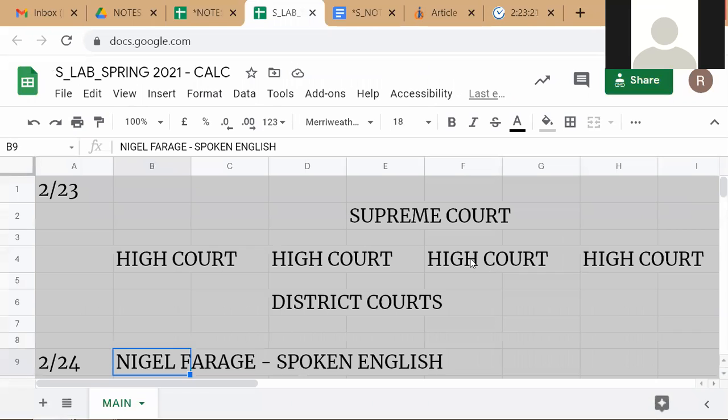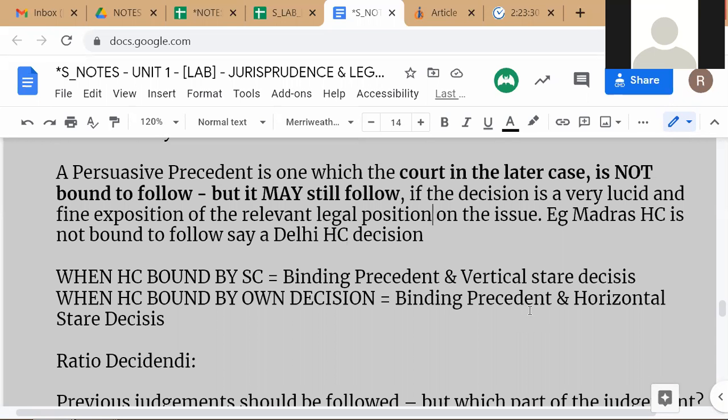So they are not allowed to. The Madras High Court wants to follow its own decisions, but it doesn't have to follow the decision of the Delhi High Court or the Calcutta High Court, right? They're not bound to follow it. It's persuasive. We say it's persuasive. It may persuade them. It's capable of persuading them, but they're not bound to follow it.